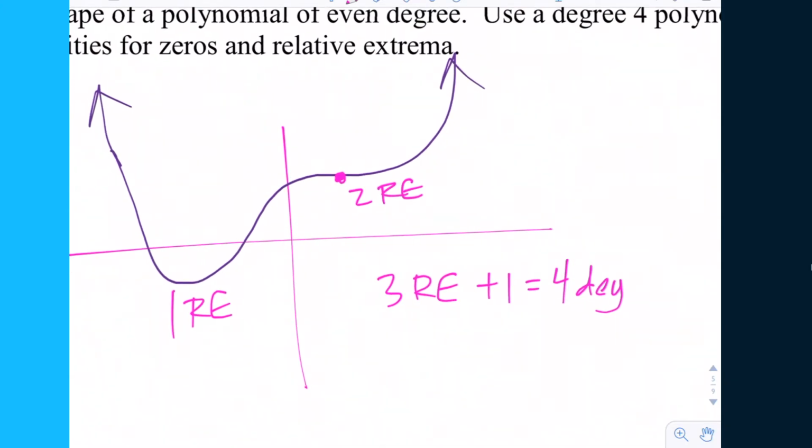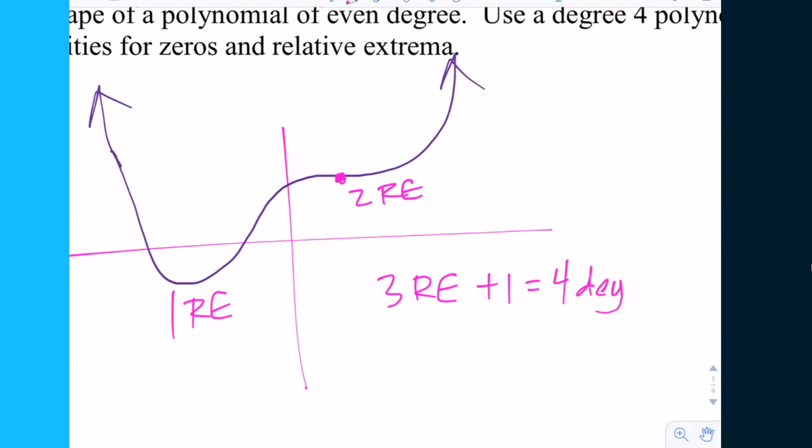Because remember, the maximum number of relative extrema is 1 less. So how many real solutions does this one have? X-intercepts? It has 1 and 2. What's the multiplicity of those? They're both 1s, so that's counting for 2 roots. If it's a 4th degree polynomial, we know that we're going to have up to 4. Guess where the other 2 come from?